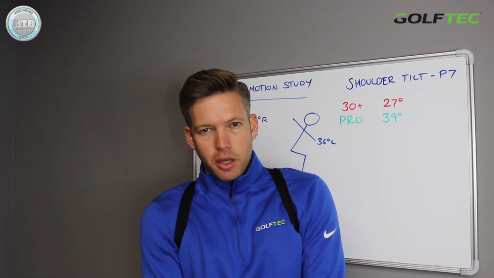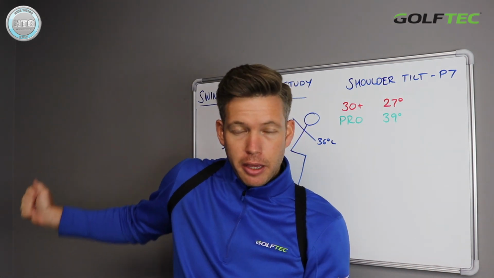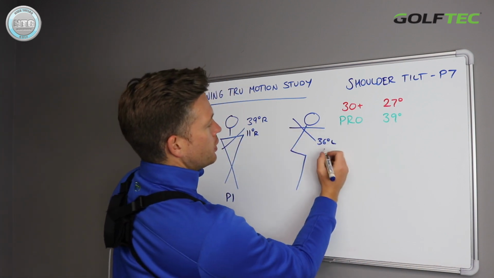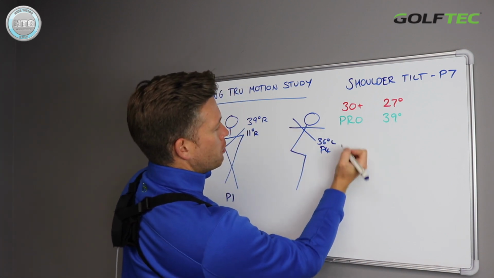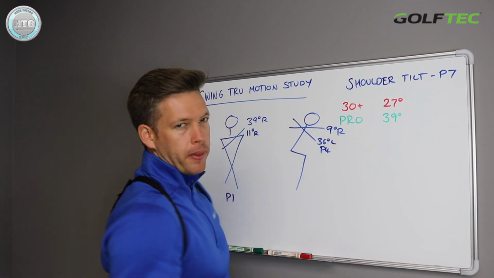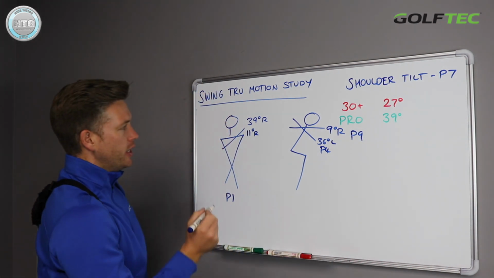At setup, you've got the shoulders tilted to the right. In the backswing, they're going to tilt to the left. At impact, they're going to go to the right again, and then there'll be a slight right tilt. We would call this P4, which is top of the backswing, and then a slight right tilt around 9 degrees to the right at P9, which is the finish position. So we're going to take a look at these different positions.